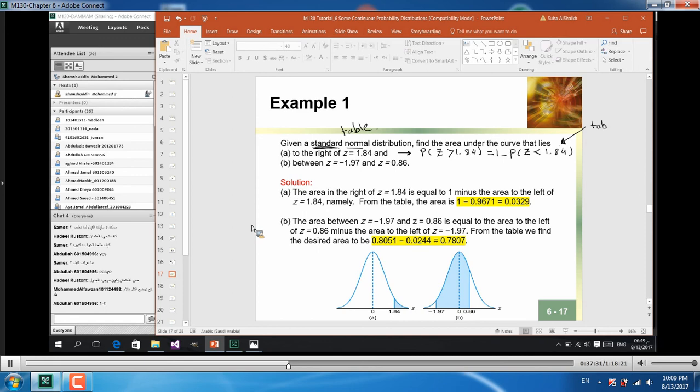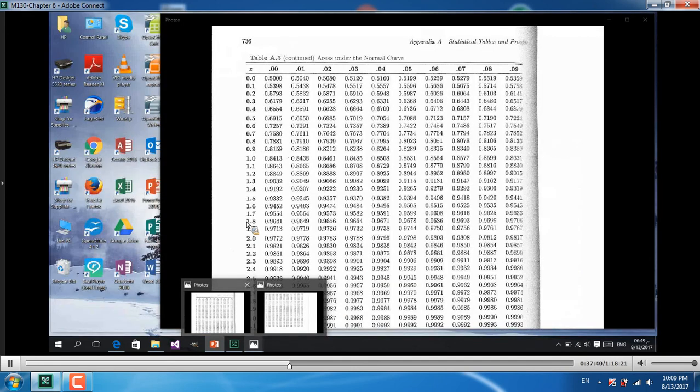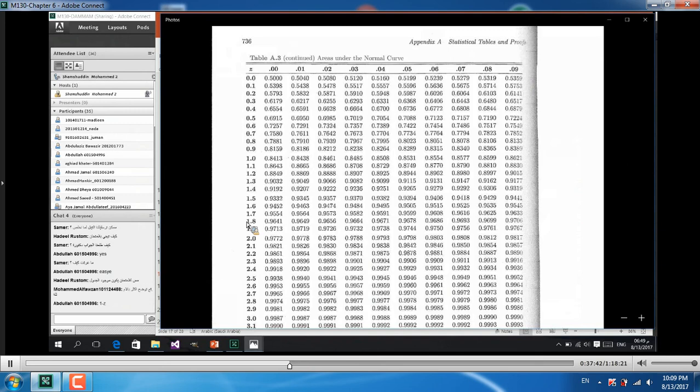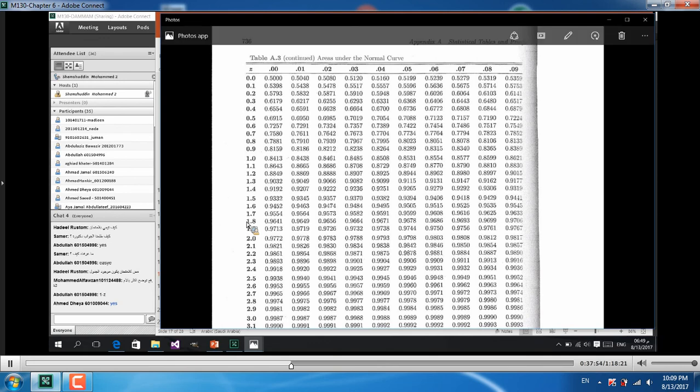I'm looking for 1.84. Go to the table. Positive 1.8, where? Can you see my cursor? This is 1.8. Someone asked me and said they didn't understand. This is the 1.8, and I want 1.84, which means move to the 0.04 here. So 1.84 is what? Can you see? What's the answer?